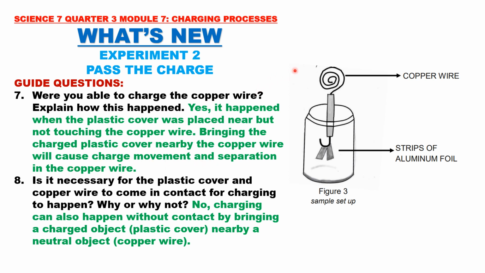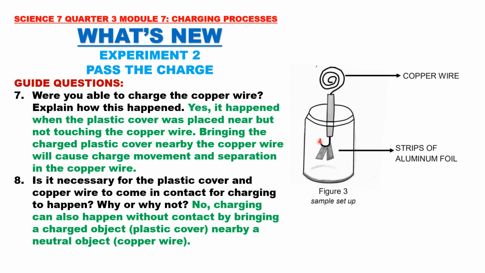So, nung yung tissue paper ay nirub natin sa ating plastic cover, the plastic cover became electrically charged. Tapos, yung charged na plastic cover, nung nilagay natin siya near but not touching the copper wire, some of the charges of the plastic cover was transferred to the copper wire. So, yung copper wire natin ay na-charge even without actual contact with the plastic cover.